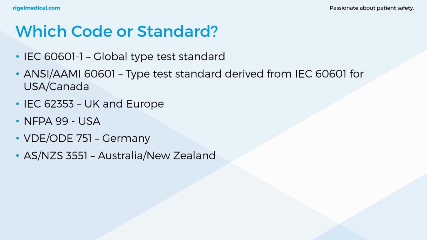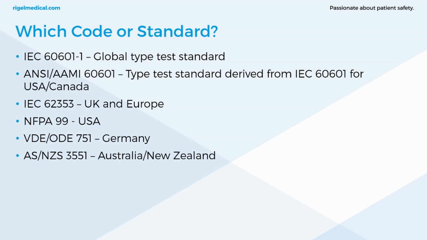Okay, so some of the standards and codes. The Global Type Test Standard, IEC 60601. We've got ANSI AAMI 60601, and this is just derived from the international standards for the USA and Canada. We've got IEC 62353, which is our routine test standard used in the UK and Europe. NFPA 99 in the USA, so this is routine testing.